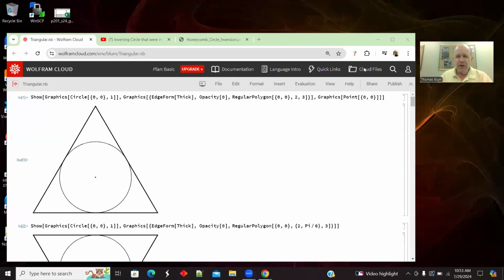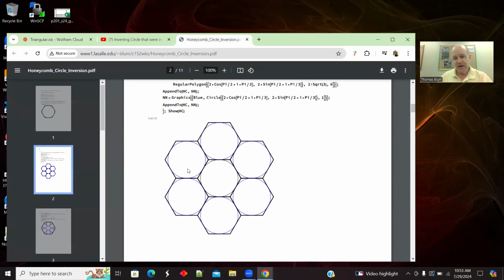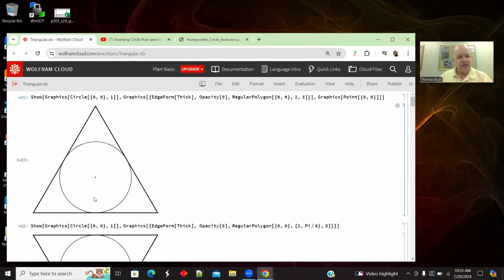In a previous video, we applied the concept of circle inversion to circles inscribed in a honeycomb lattice, like that. And in this video, we're going to look at circles inscribed in a triangular lattice. So let's start with the basic unit, a triangle with an inscribed circle, and that's going to be a unit circle for convenience.